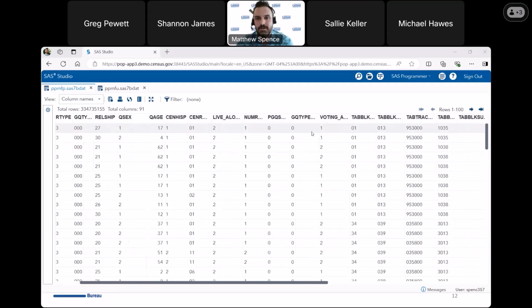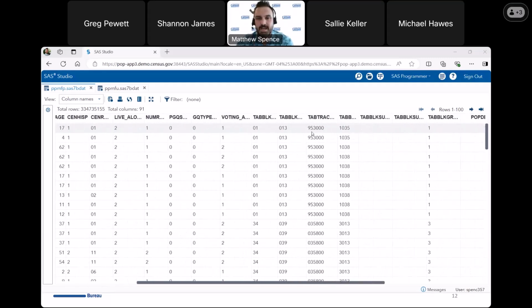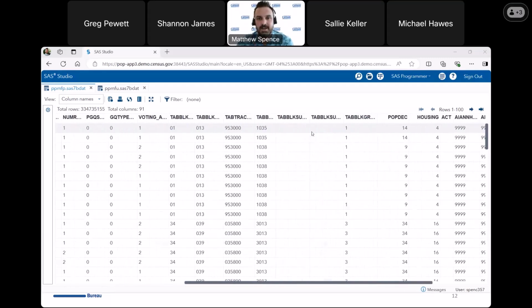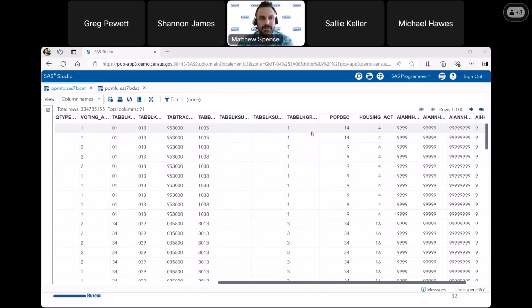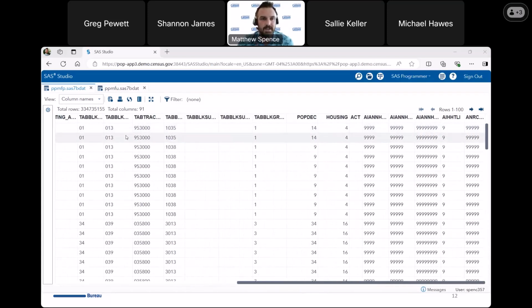And if we scroll over, we can see a variety of information about where they live. Why can I not make this bigger? Oh man, I'm sorry, I wanted to make these a little bit bigger. This is tab block state. This is tab block county, tract, block. And then we have, again, information about these.